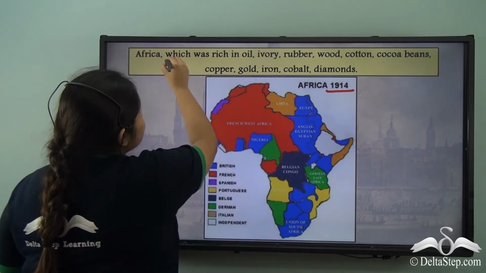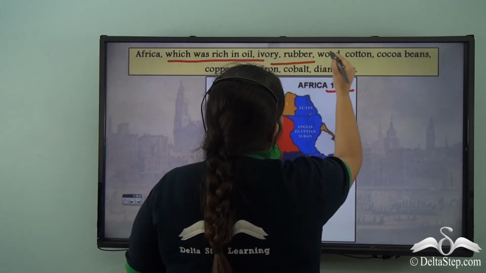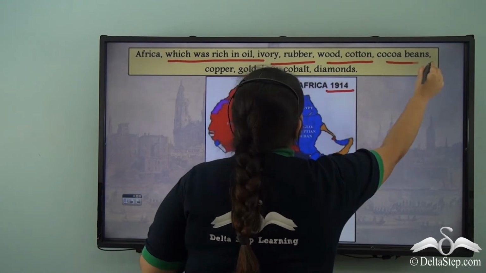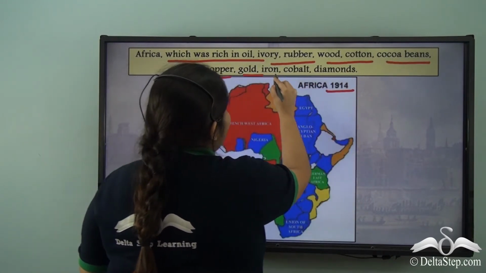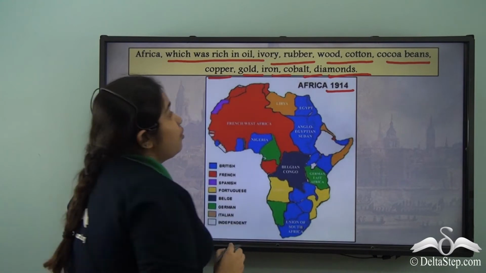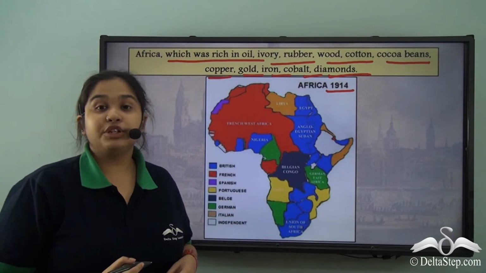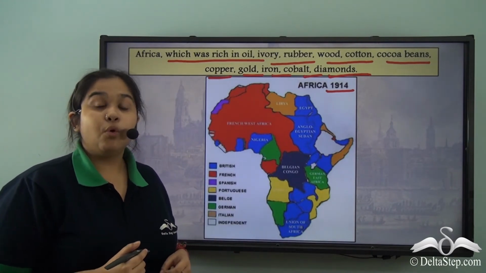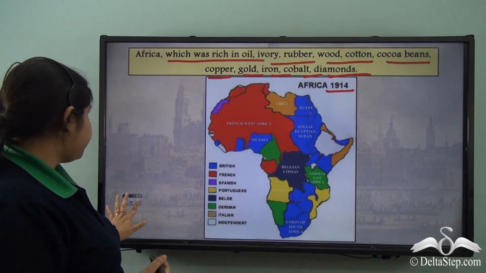So Africa, which was rich in oil, ivory, rubber, wood, cotton, cocoa beans, copper, gold, iron, cobalt, diamonds, was very important for the European powers to hold as a colony.